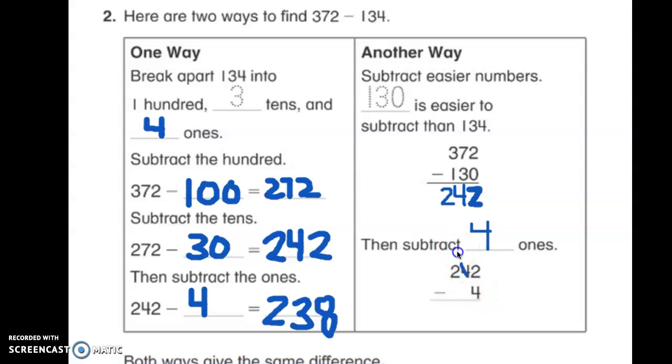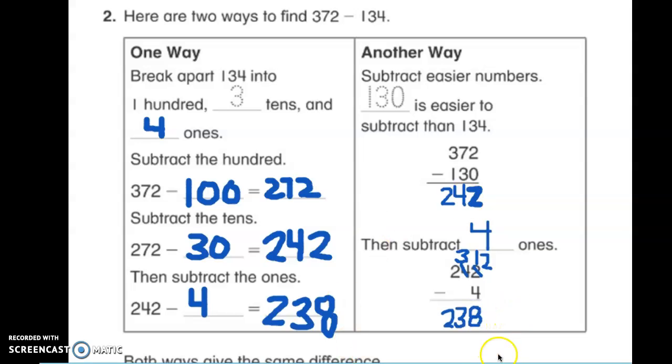So I'm going to cross out that 4. I'm going to turn it into a 3. I'm going to cross out that 2, turn it into a 12. Now we can do 12 minus 4. 12 minus 4 is 8. And then we're going to bring the 3 and the 2 straight down.